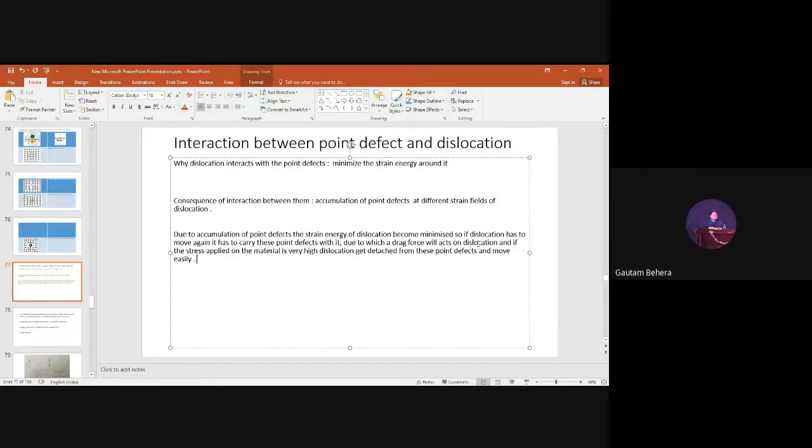Better you should tell this one. Just read the statement. So if the dislocation has to move again, it has to carry this point defect with it. Due to which, what is happening? A drag force will act on the dislocation. Exactly. Very good. So if a drag force is there and the dislocation wants to move, what will happen? The stress required for the movement will be more, obviously. Yes, sir. So that is the reason.